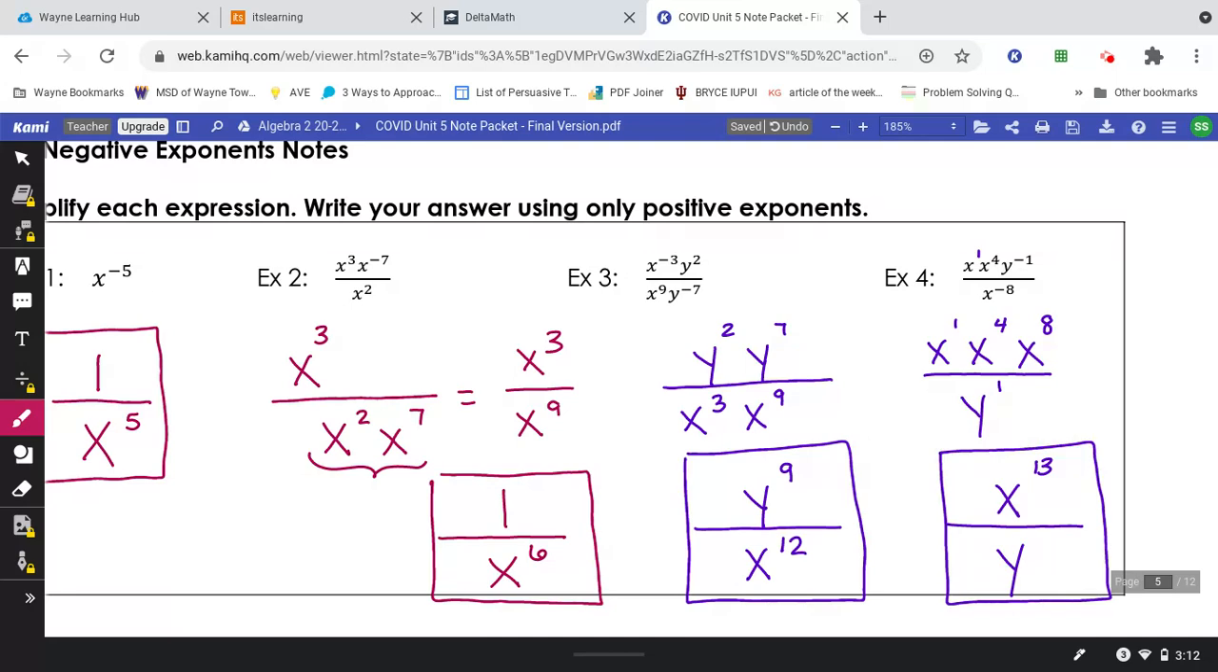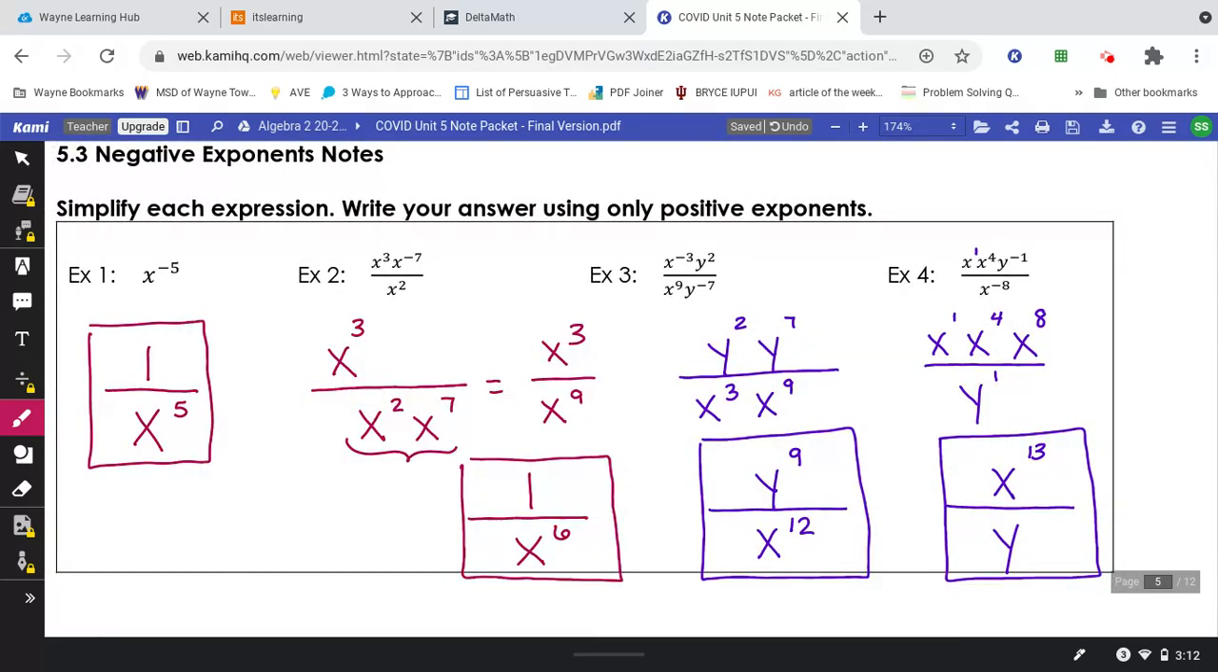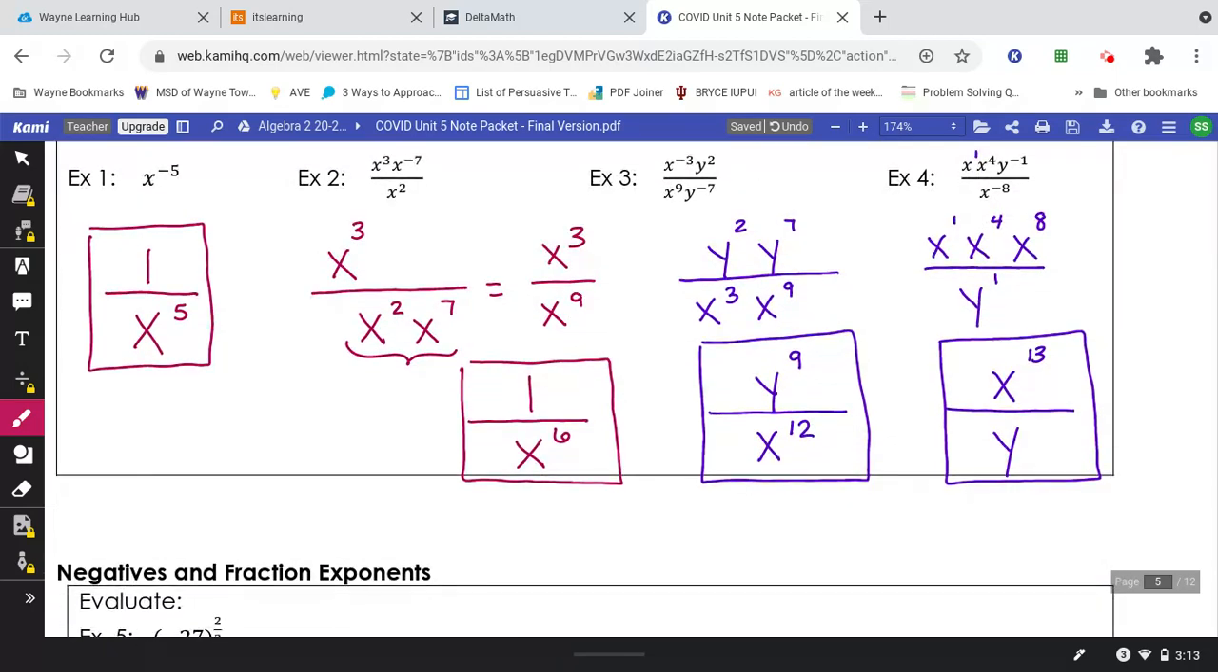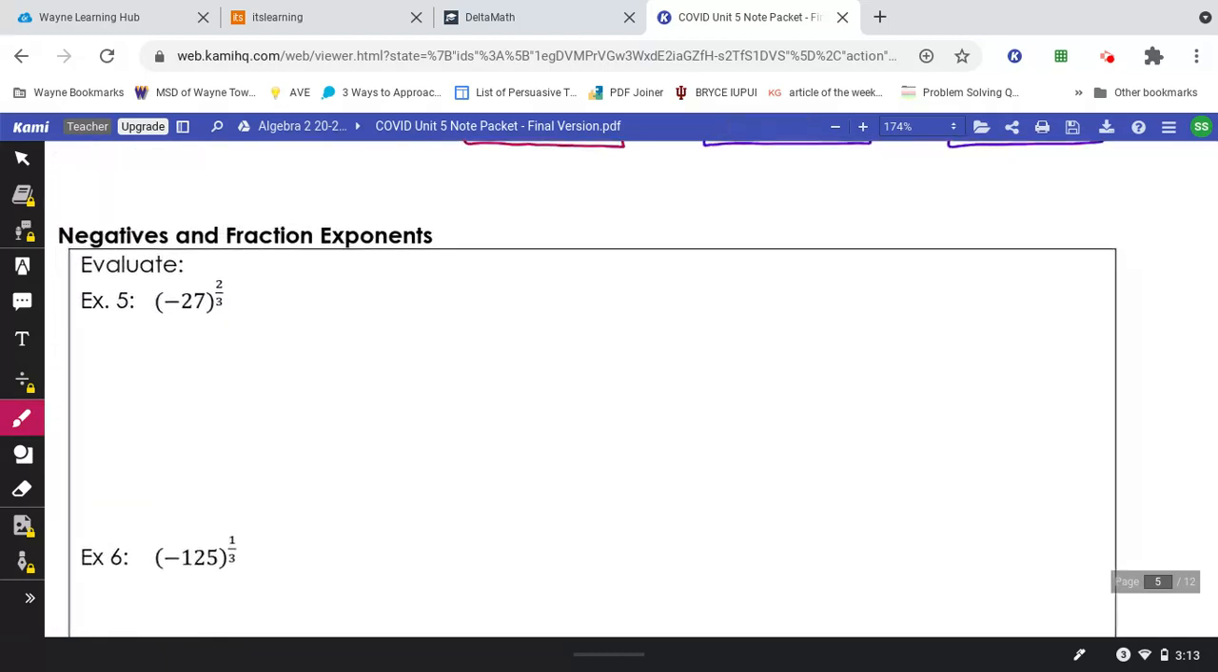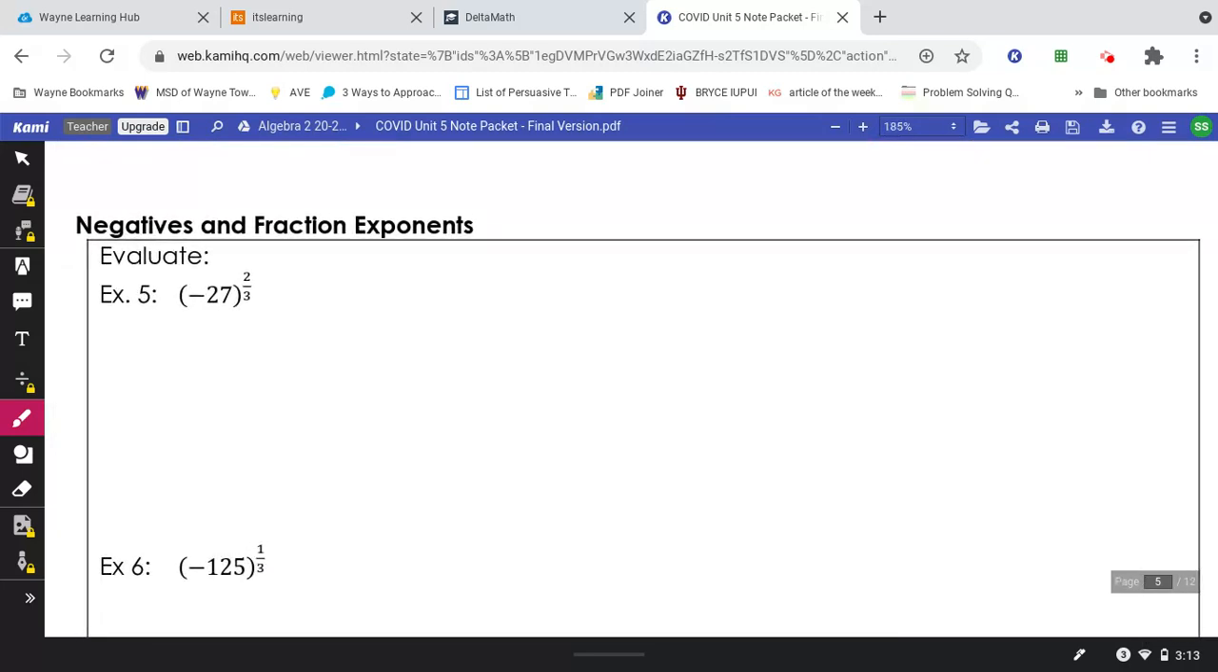All right. So that's how those work with x's, and obviously any other variables as well. We did work with x's and y's, but you could do the same thing with a's, b's, c's, etc. The next thing we're going to work on is negative and fraction exponents when we're talking about actual numbers. So it says to evaluate, which just means we want an answer as a number.